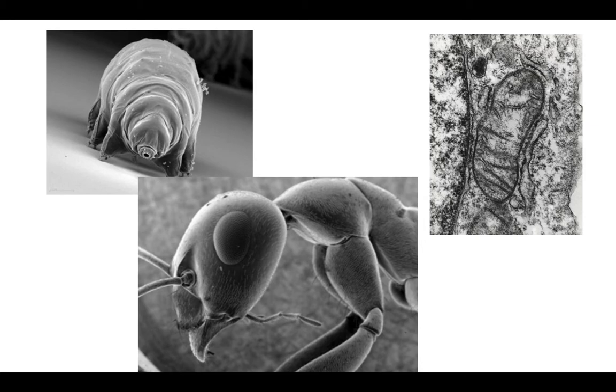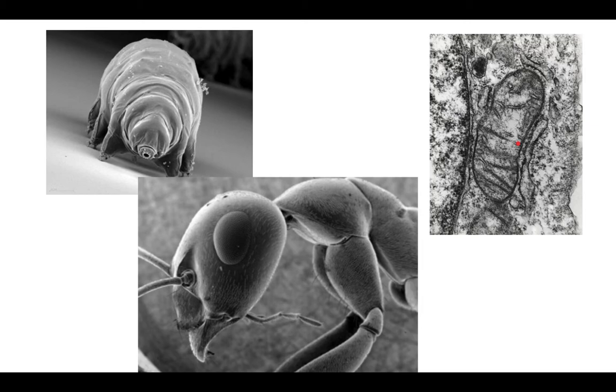These are some micrographs taken with an electron microscope. So this is a tardigrade or a water bear. This is just an ant. And then this is a mitochondrion. So we can see that the inner membrane has these infoldings, and that's how we recognize it as a mitochondrion.